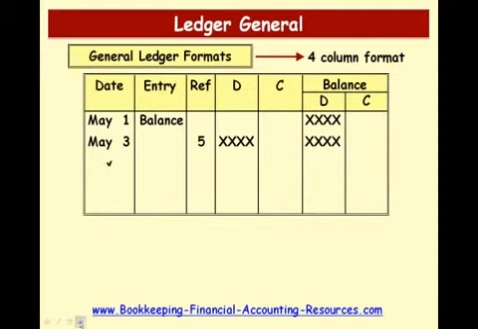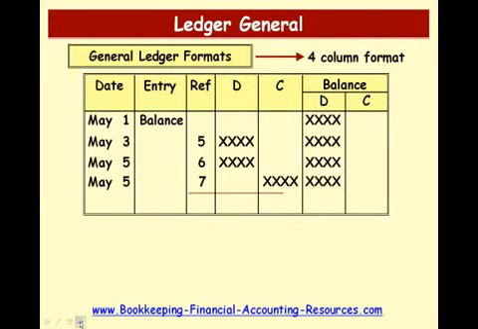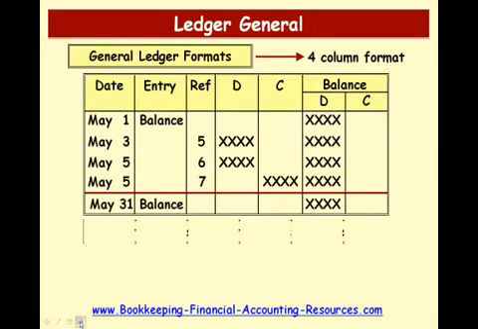You can see that after each transaction is posted to the account, we calculate the balance of that account, which is very convenient. Again, on May 5th, we record the posting from the general journal. And for credit, we also record on the credit column, then calculate the balance at the end of the transaction, and also at the end of the accounting period. And we have a balance at the end of the accounting period.